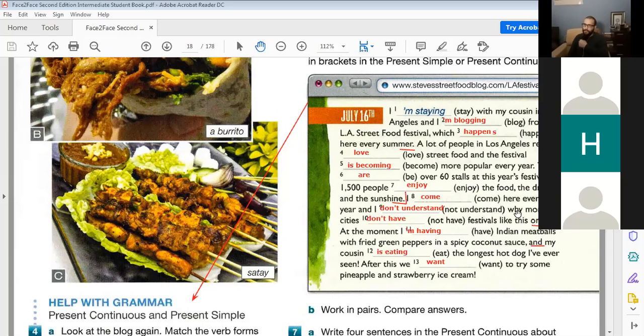No, I think it's correct. Yes, I think it's correct. Yes. It's correct, actually. This is a normal habit. This is using present simple for habits. Nothing changed here. He still comes here every year. It's the same. And I don't understand is also correct. The rest is actually correct. Now it's correct, all of it.